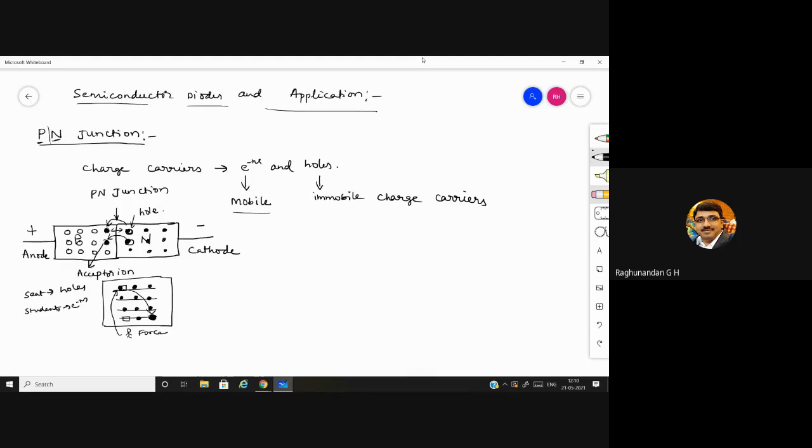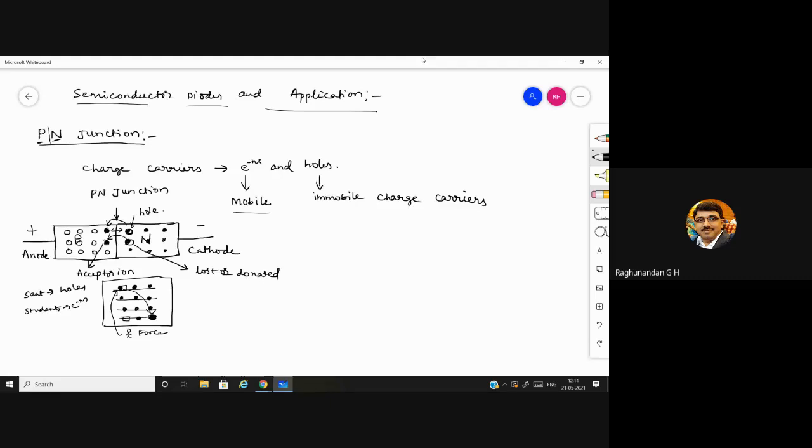The electron came and occupied this position, and this position is accepting that electron. That's why it is known as acceptor ion. This position where previously an electron was there, now a vacancy is created. That means from this position an electron is lost. We can tell it as lost, or we can tell it as donated, right? So an electron was given out.